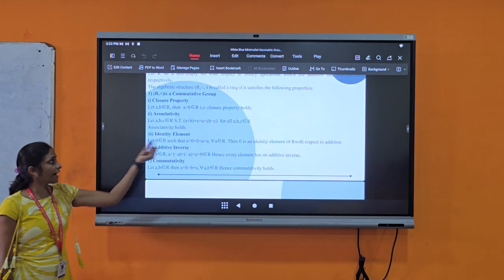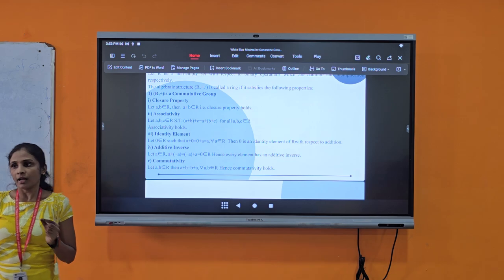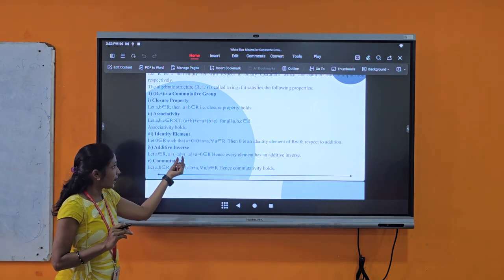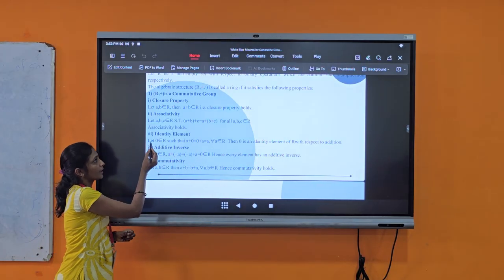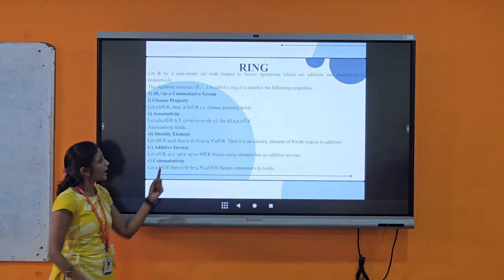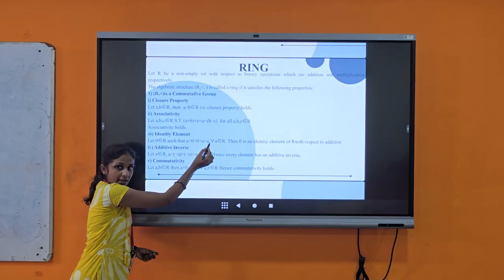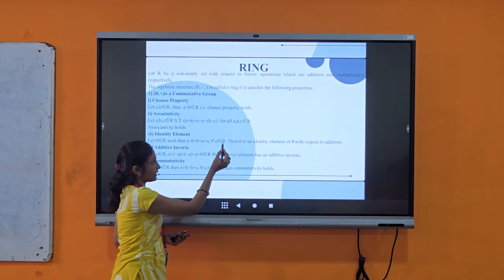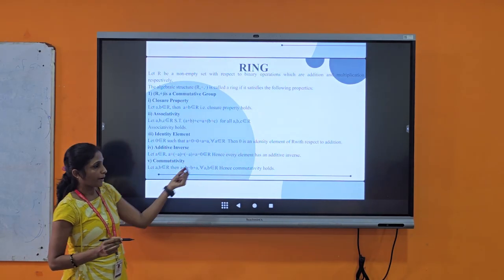Next property is identity element. Identity element means if we add that element to any element of the set R, we get the same element. In this case, 0 belongs to the set R such that A plus 0 is equal to 0 plus A, and we get the same element A, which also belongs to the set R. That's why 0 is called the identity element with respect to the addition operation.